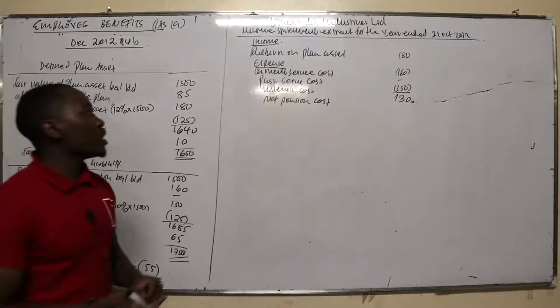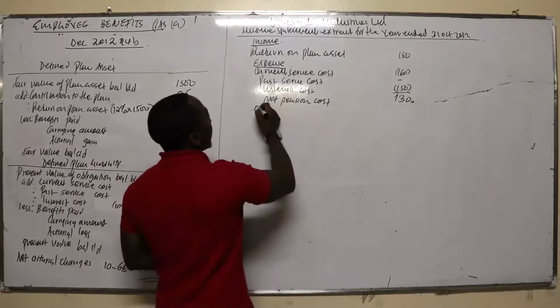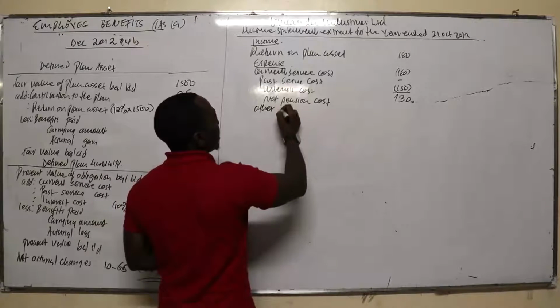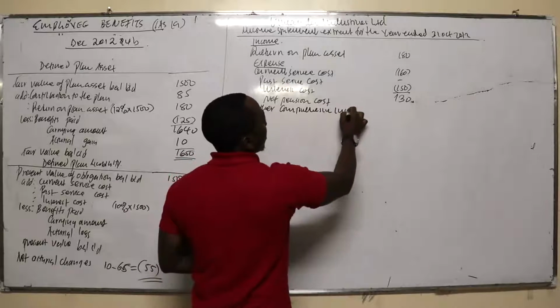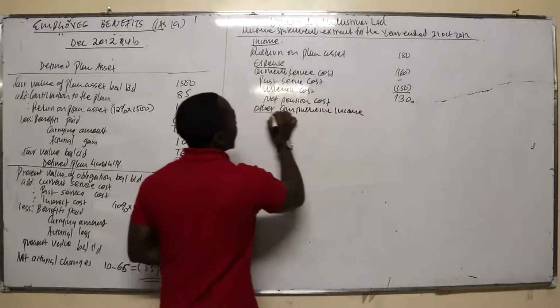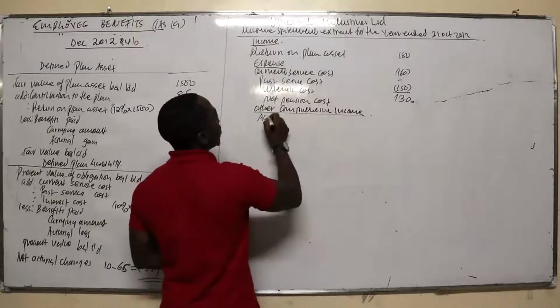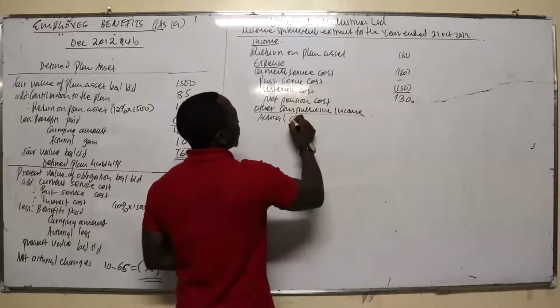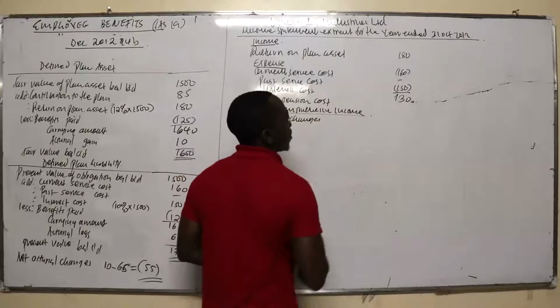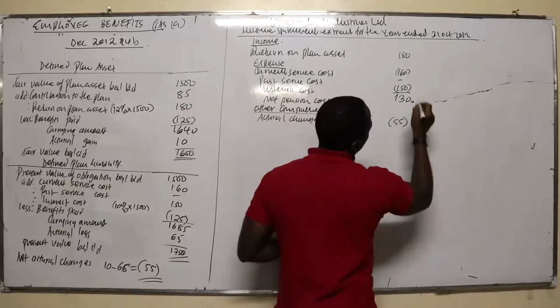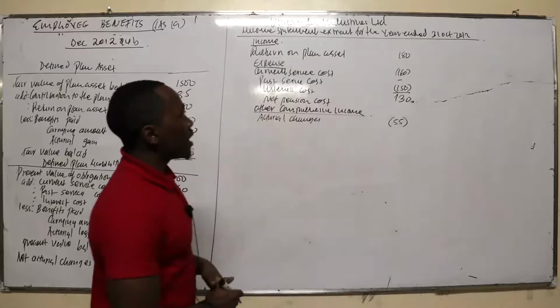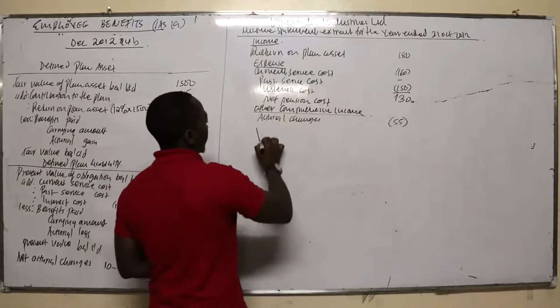Net pension cost. Then that's now when you factor in other comprehensive income. And in other comprehensive income, you bring your actuarial changes. How much was it? Negative 55.